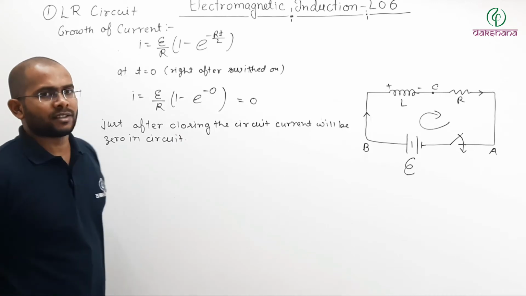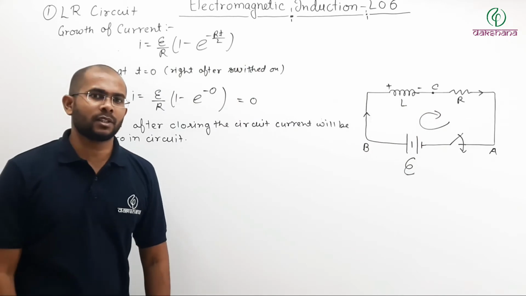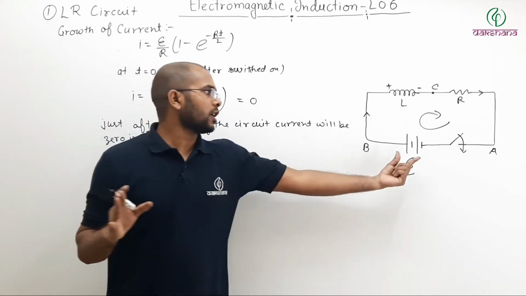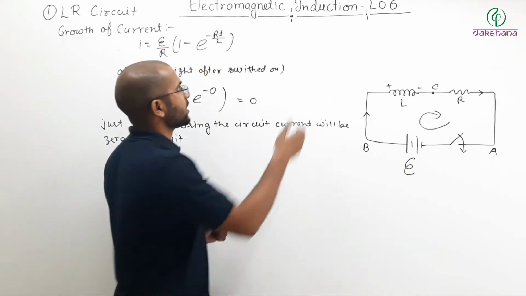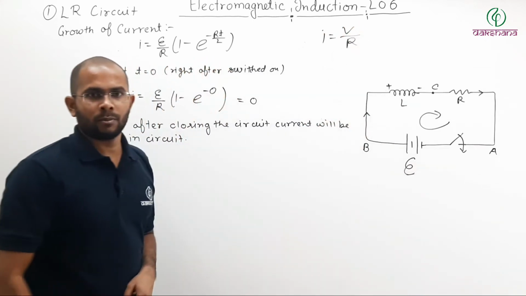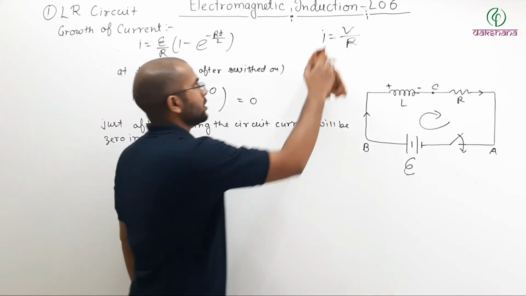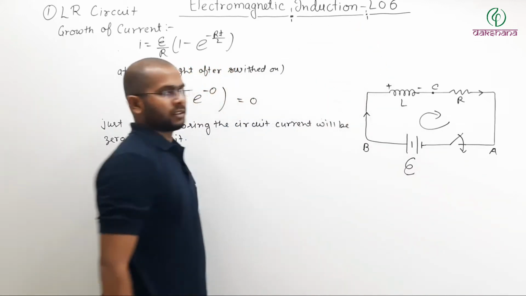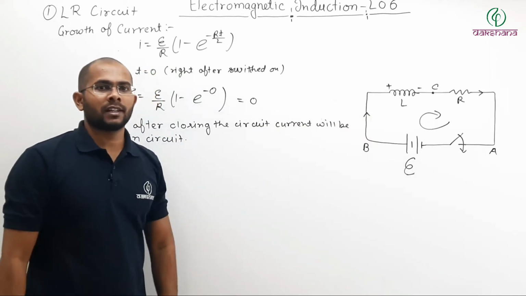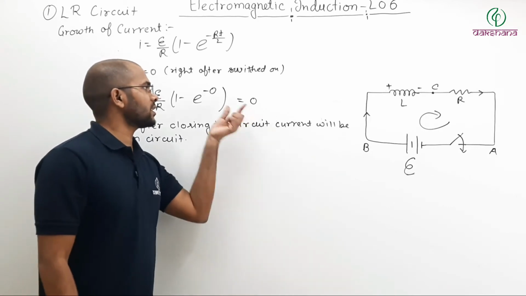So if the current is 0, then this inductor is behaving like what, when the current is 0? If you attach an infinite resistance across a battery, then what would be the current? Current is EMF, potential divided by R, Ohm's law. So if R is infinite, then current will be 0. So just after the switch is closed, your inductor behaves like what? Inductor is behaving like an infinite resistance because there is a 0 current.